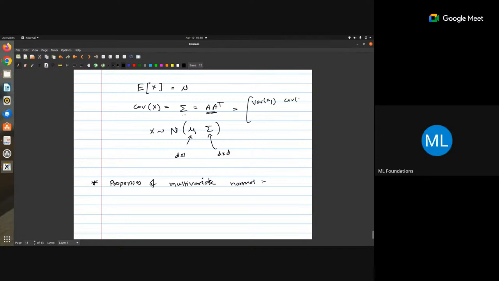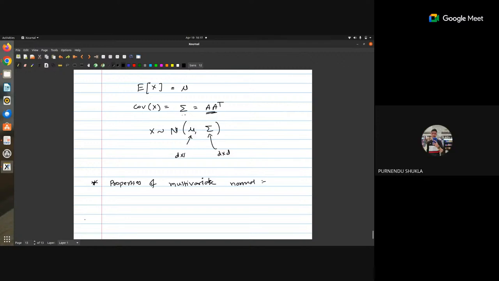Covariance of x1, x2, and this is the variance of x2. So if you find AA transpose, you can directly say that this is the variance of x1, this is the variance of x2, and these two values are the covariance of x1, x2. Got it. And this distribution will be for x, right? Yes, this distribution will be for x.